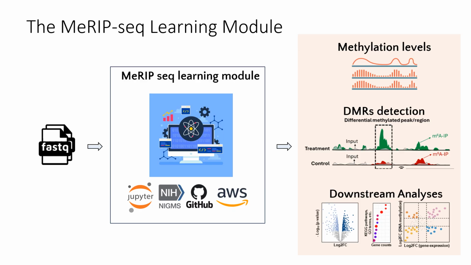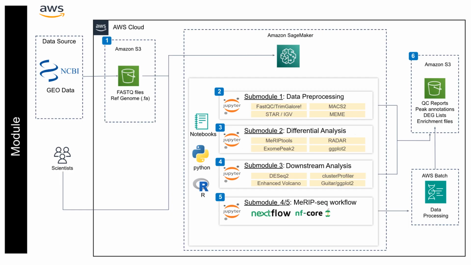To run the analysis workflows, users will need access to a cloud computing platform such as Amazon Web Services or Google Cloud Platform. The notebooks are optimized to run on AWS SageMaker and Google Cloud's Vertex AI. In this video, we'll demonstrate how to use this module in AWS SageMaker. This diagram provides a detailed view of the learning module's architecture, illustrating how the analysis flows across cloud-based components.